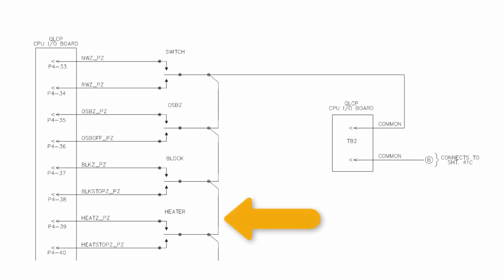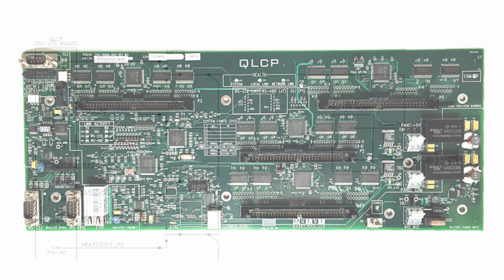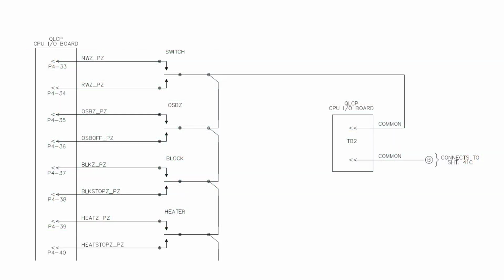Typically, all the switches are connected together on one side of the switch contact and attached to the panel COM connector TB2 on the QLCP. This is the panel COM connector TB2. The switches could also be connected to the panel 5-volt connector TB1. The other side of each switch contact is wired to a QLCP input.